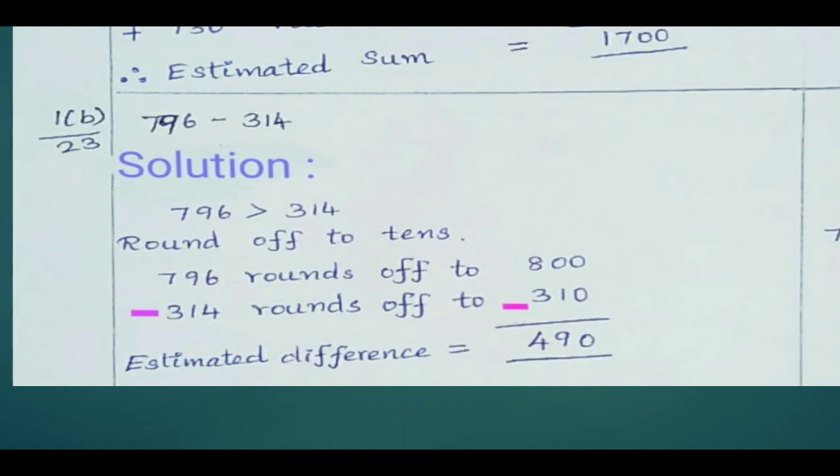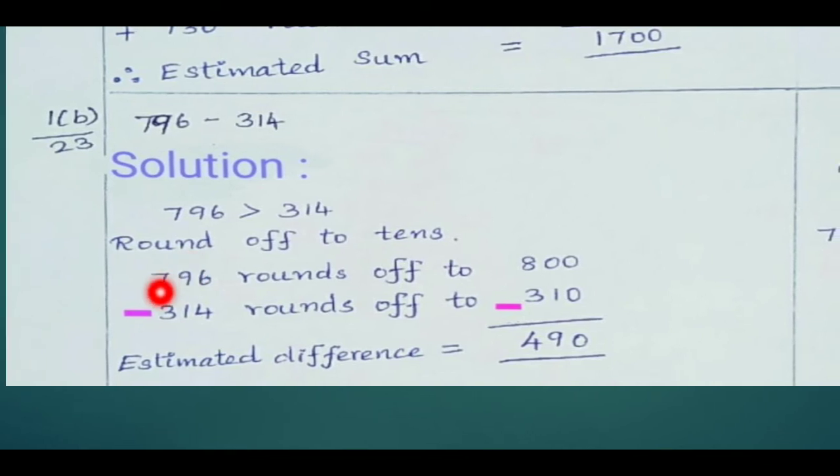Already we have 700, 7 in hundreds place. So 700 plus 100 gives you 800. Okay. Now 314. While rounding off to tens, 3 is not to be changed. So 3. 14 lies between 10 and 20, and it is less than 15, the mid value of 10 and 20. So 14 rounds off to 10. So 314 rounds off to 310.